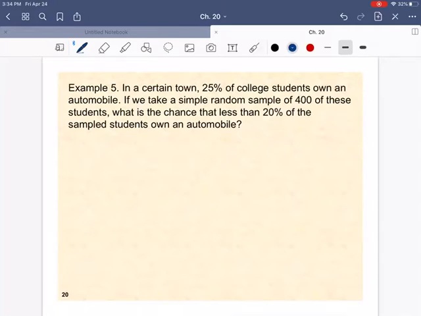Okay, in a certain town, 25% of college students own an automobile. So there's our parameter given. 25% of all college students in that town own an automobile. If we take a simple random sample of 400, so that's our number of draws, what is the chance that less than 20% of the sampled students own an automobile? So this is asking for a chance of some percent of something happening. So that means we're going to use shade norm.